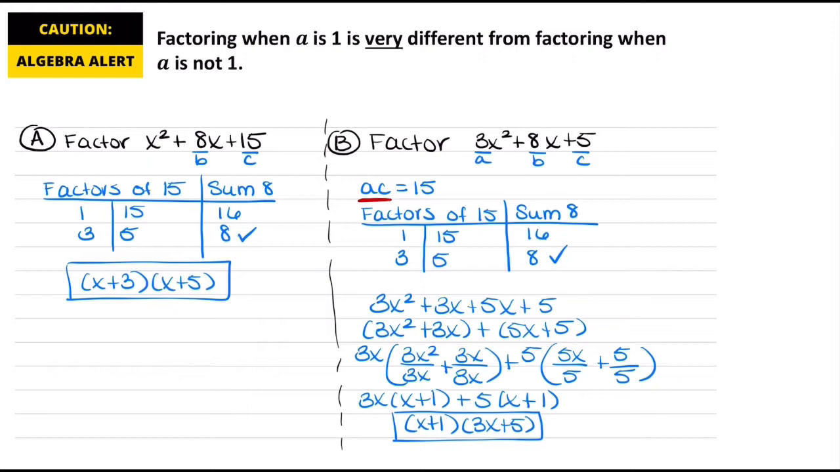So we're going to multiply a times c together and then look for the factors. We're not just looking at the value of c. Another important difference is that once you find the correct factor pair, you don't just use it to write your factors, okay? And that's a mistake I see a lot of.